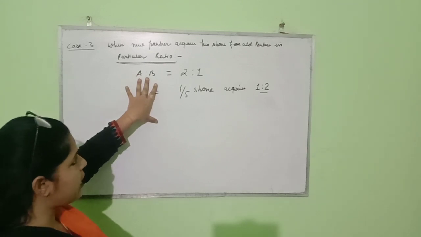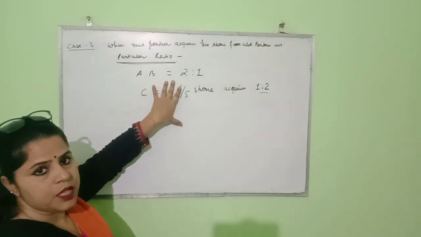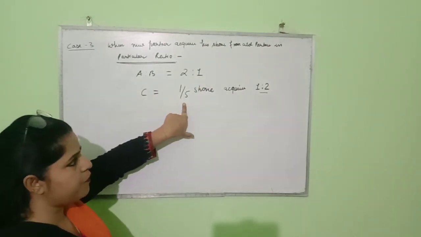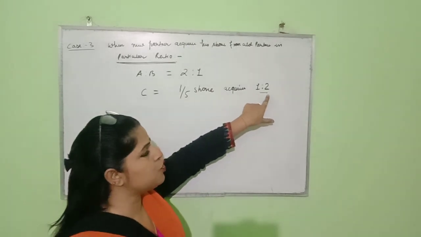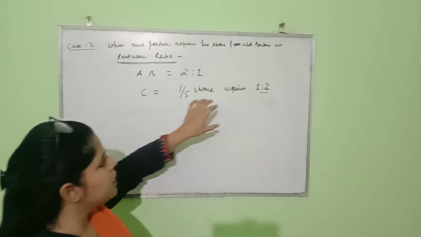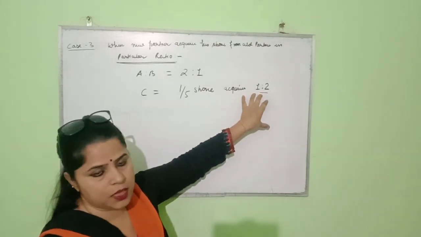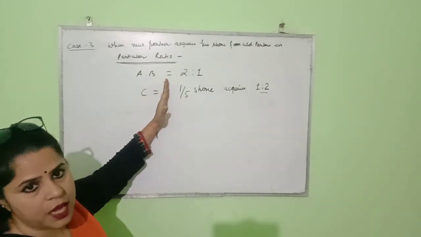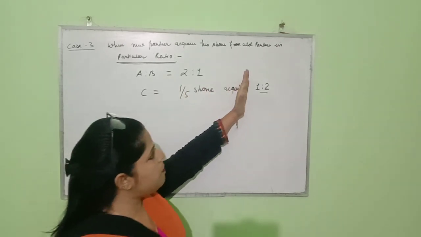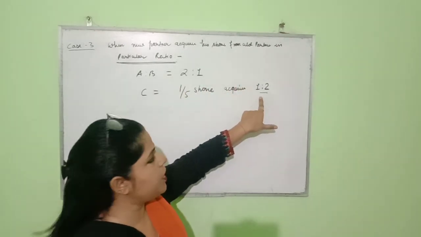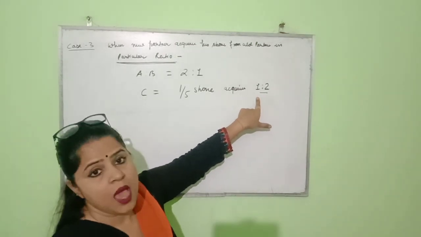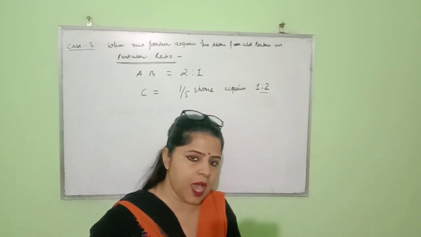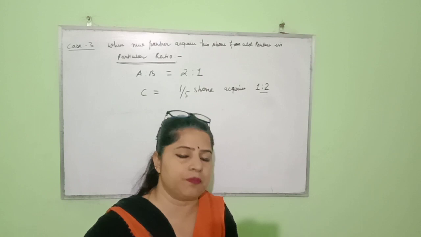Now in this, I have taken A and B as the partners. Their profit sharing ratio is 2:1. C is a new partner coming for 1/5 share and acquiring in the ratio 1:2. It means, earlier the partner was acquiring equally, that is half was given by A and half by B. But now the partner is sacrificing in this ratio 1:2, that is 1/3 is sacrificed by A and 2/3 is sacrificed by B.